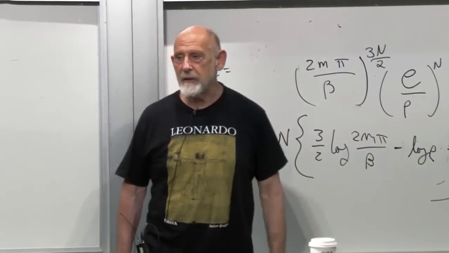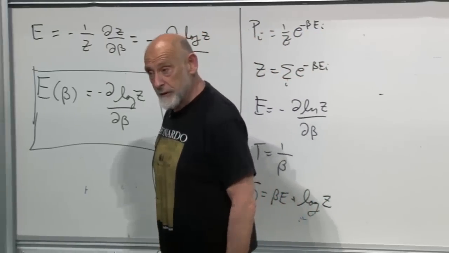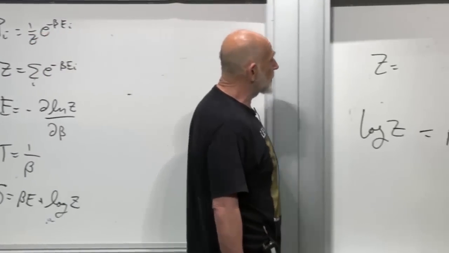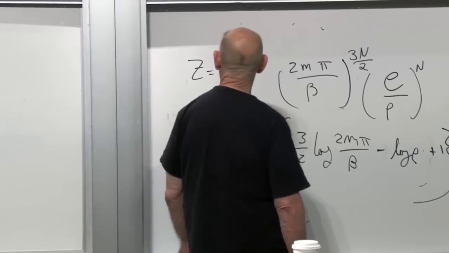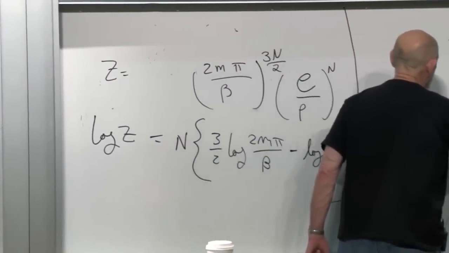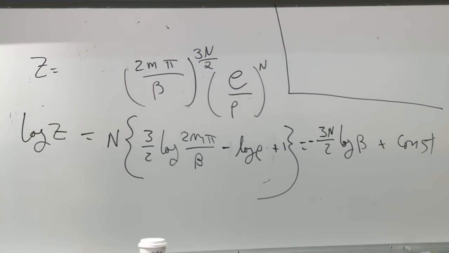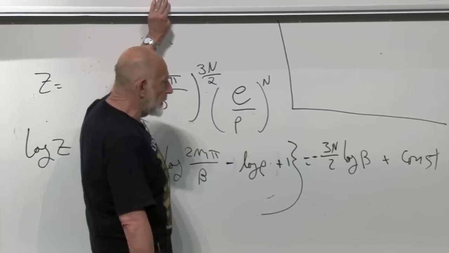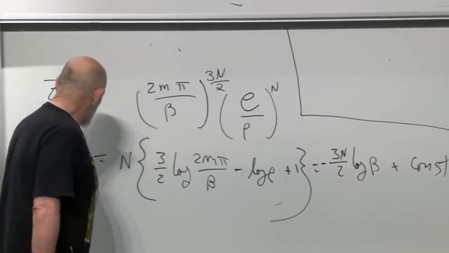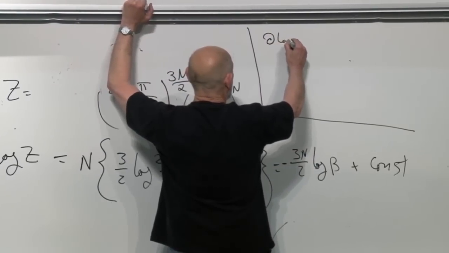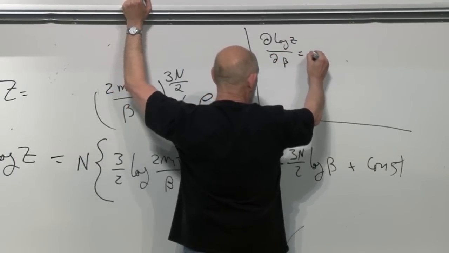Here's log z. What can we calculate? We can calculate the entropy. But even more interesting for the moment and simpler is to calculate the total energy of the system. So let's calculate the total energy of the system. We have the partition function. Well, let's do it over here. The energy is the derivative of log z with respect to beta, with a minus sign. All right, the important term here, and the only important term, is minus 3 halves n log beta. So we just have to differentiate log z with respect to beta, and that gives us minus 3n over 2.